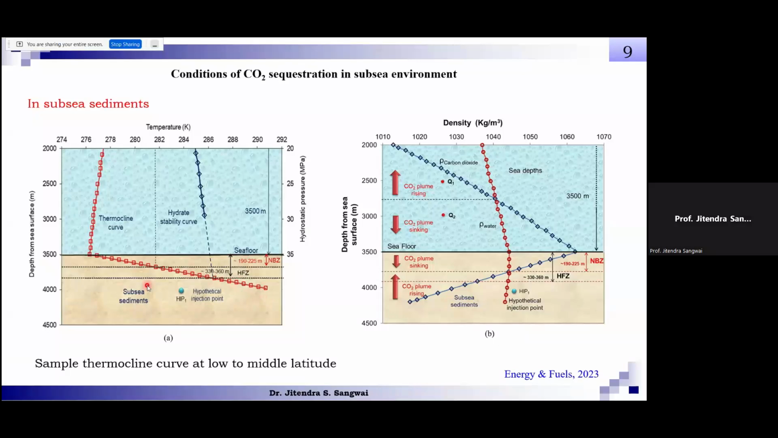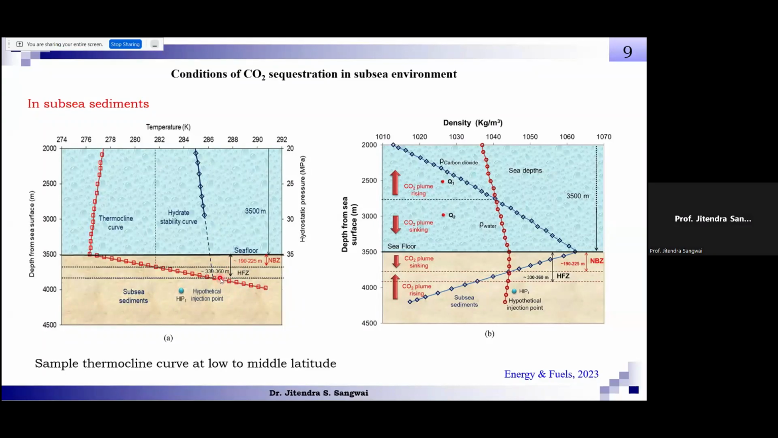Now, when you look at this, the temperature increases slowly; because of the thermal gradient, the temperature goes on increasing. You can also have a hydrate stability curve plotted over here. So this is temperature, and this is hydrostatic pressure. If you look at this curve, it may intersect somewhere here. So it indicates that you have a zone where hydrate may form in the sea. That's called the hydrate forming zone, or hydrate formation zone, HFZ. You can see over here, right?